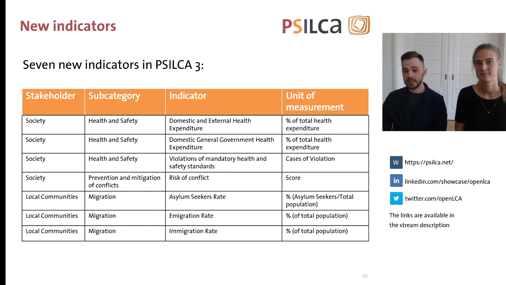So the 3 last indicators are all related to the migration subcategory, and we know that every one of them equally shows very valuable information. The first indicator is called asylum seekers rate, which reflects the share of people who are willing to obtain a refugee status.